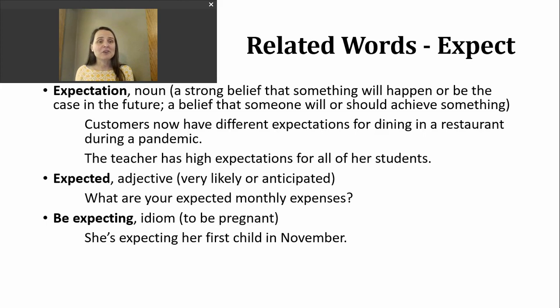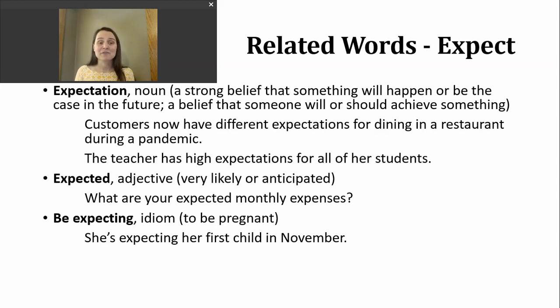Another word related to our verb expect is the adjective expected, and it means that something is very likely or anticipated. Here's an example of that in a sentence. What are your expected monthly expenses? So perhaps this is a question in a conversation about a budget, right? So we're asking, what expenses do you anticipate? Right? And so you might be able to say, well, I spend this much in rent and this much on utilities and this much with food, and you go category by category.